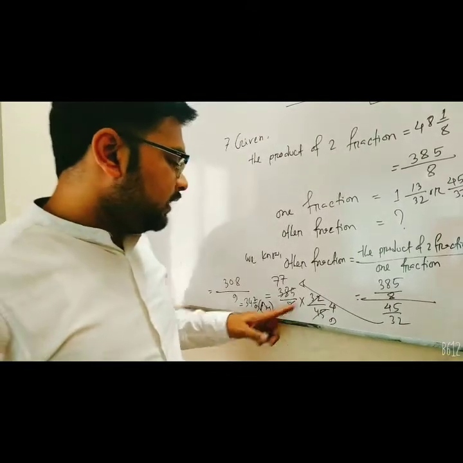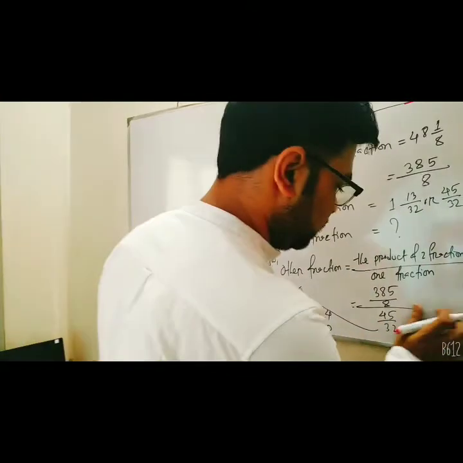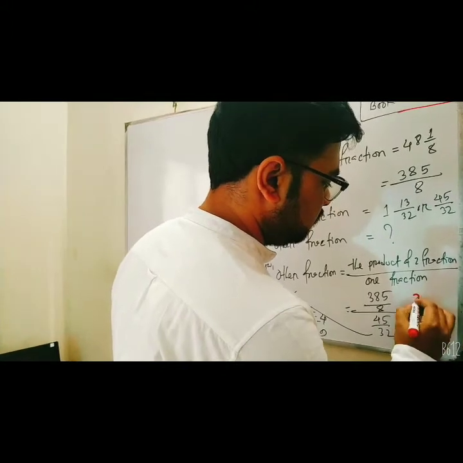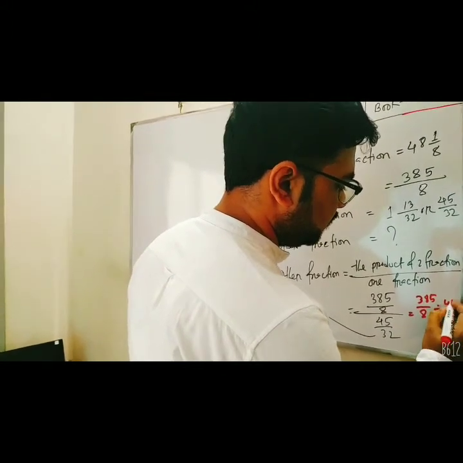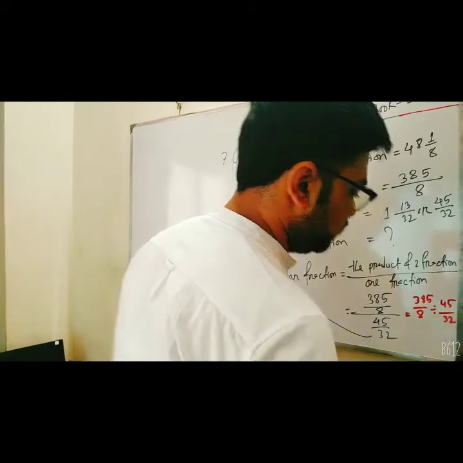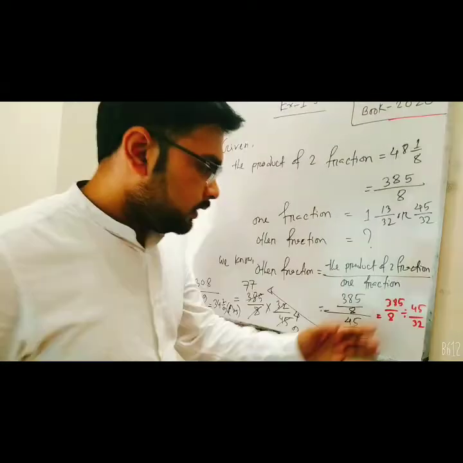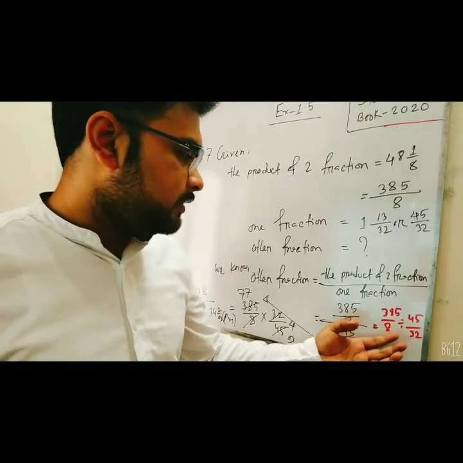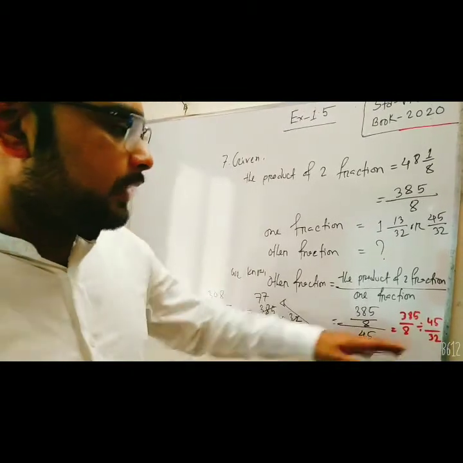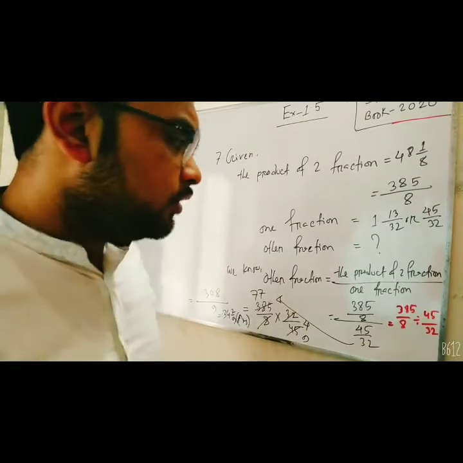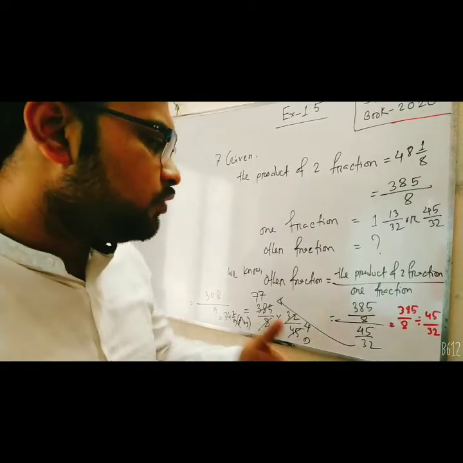So cut down 8 and 32, 4. I have written one line less here; it would have been better to write another line. So it is 385 by 8 divided by 45 by 32. Okay, it will be 385 by 8 divided by 45 by 32. Here is division, so fraction has no division, it will be converted into multiply and it will be reversed.